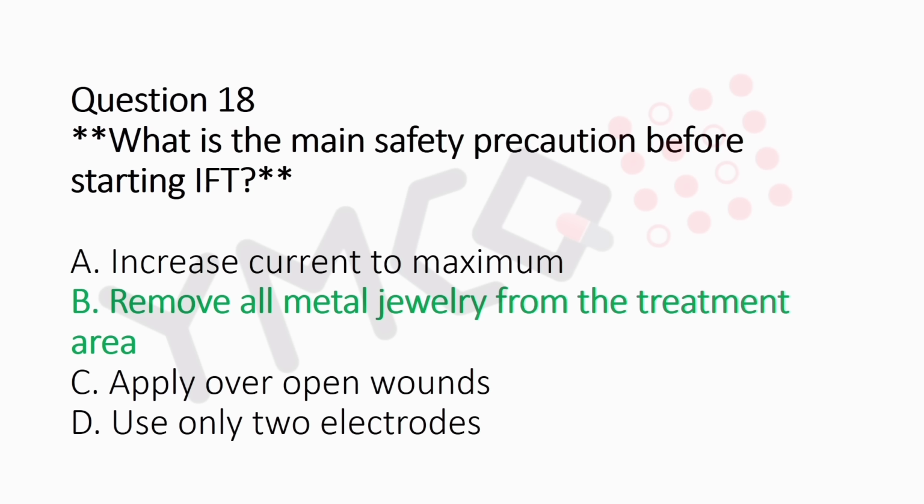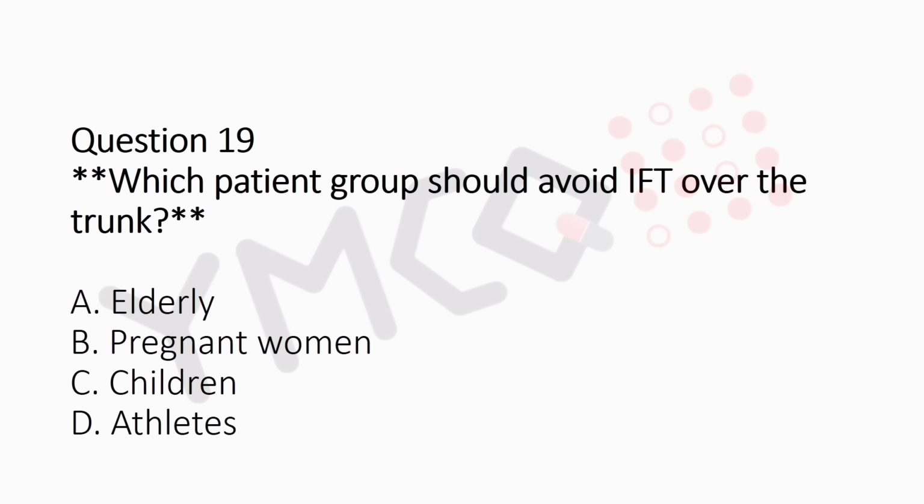Now let's move to question number 19. Which patient group should avoid IFT over the trunk? Option A, elderly. Option B, pregnant woman. Option C, children. Option D, athletes. And the answer is option B, pregnant woman.